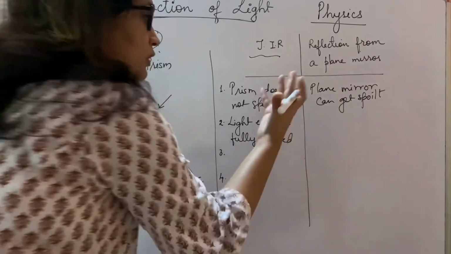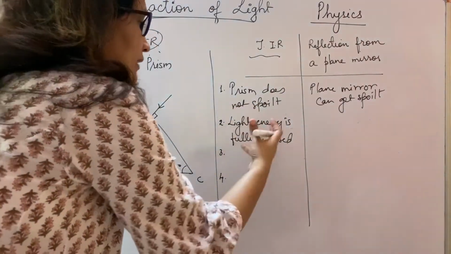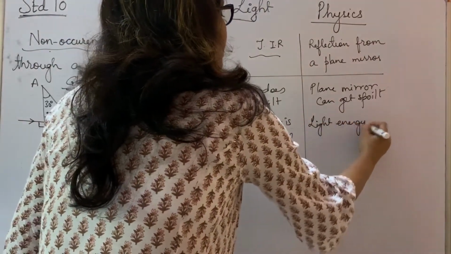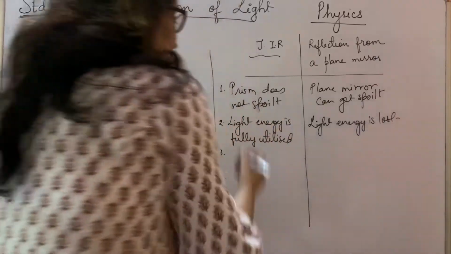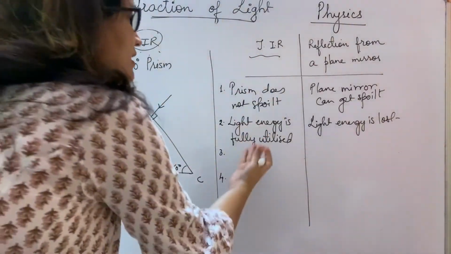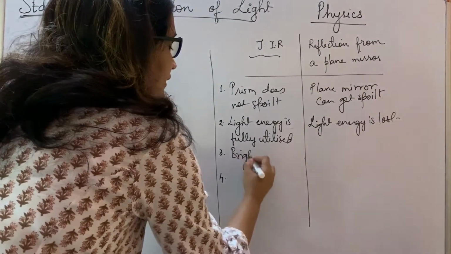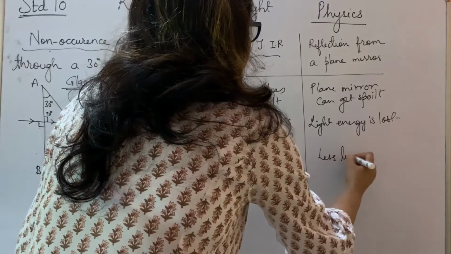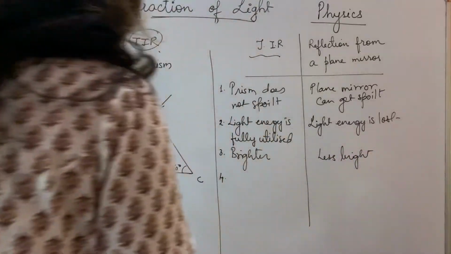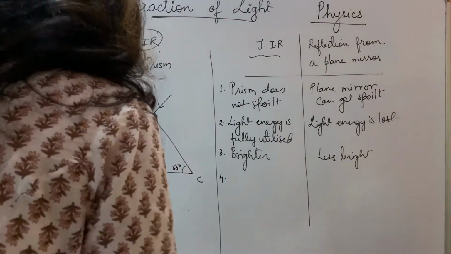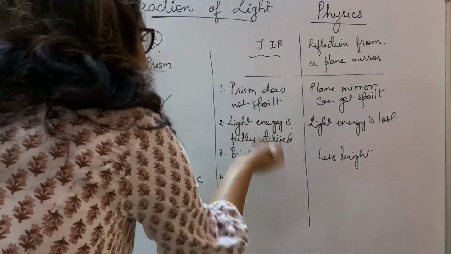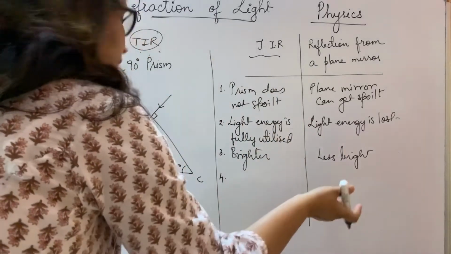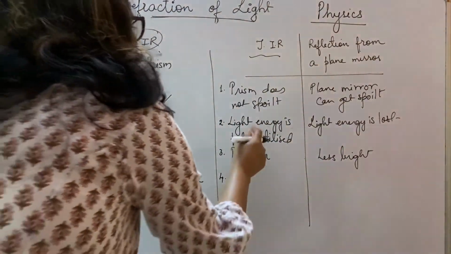Okay, light energy is fully utilized, and what does it help in? I'll tell you later on. So here light energy is lost to the surrounding. Because light energy is fully utilized, you will see the image formed is brighter over here. A bright image is formed, whereas here you will see a less bright image. In this case the image will be less bright. Then no loss of energy below. Then the full energy is utilized, means entire light which falls on it is utilized.